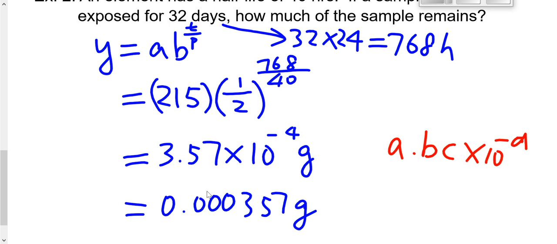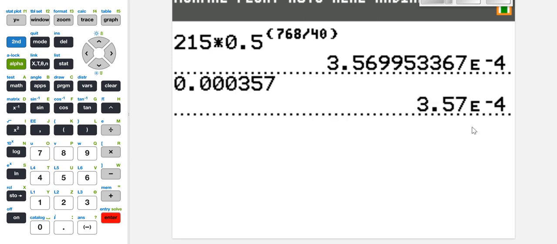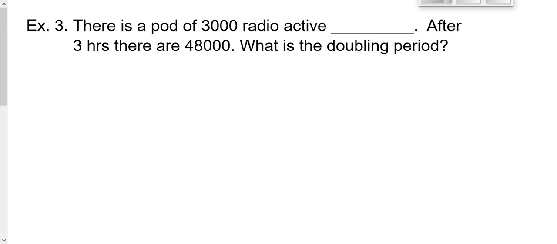Okay. If you don't trust me, you can punch this into your graphing calculator, and let's see what happens. 0.000357. Enter. It gives you the same thing. Well, I know not exactly the same because we did some rounding, but look at this: 3.5 ish times 10 raised to the power of -4. Alright? I hope so far so good.